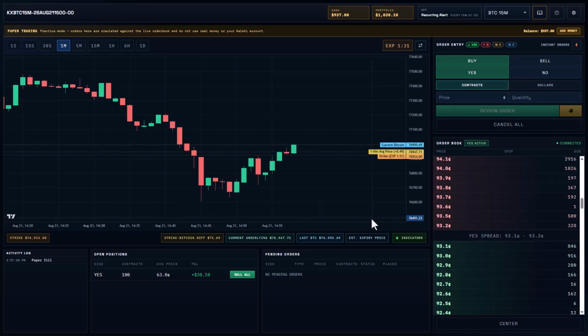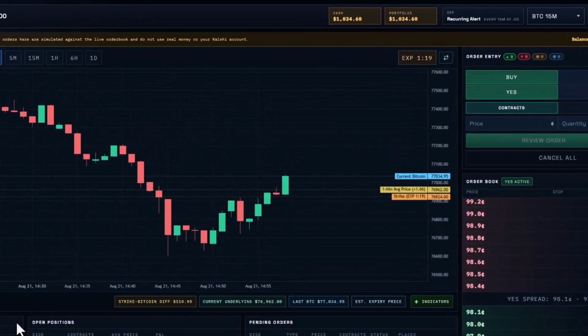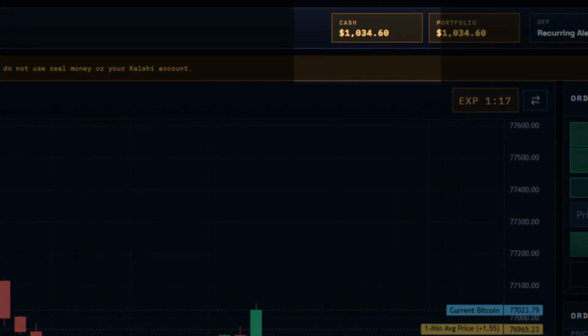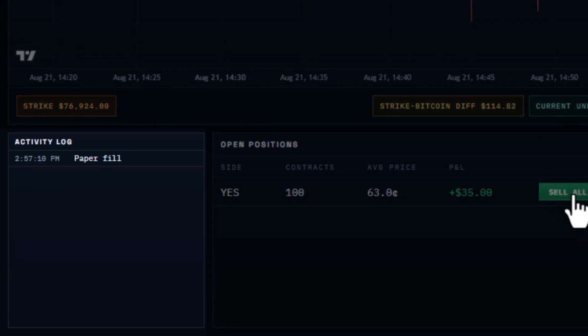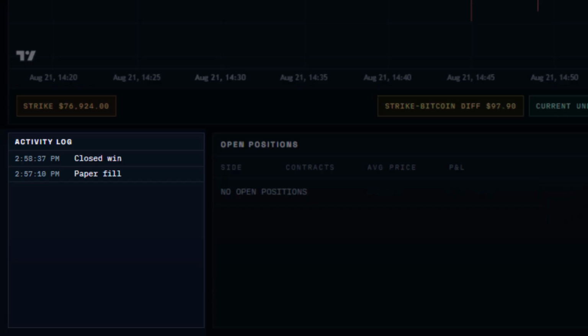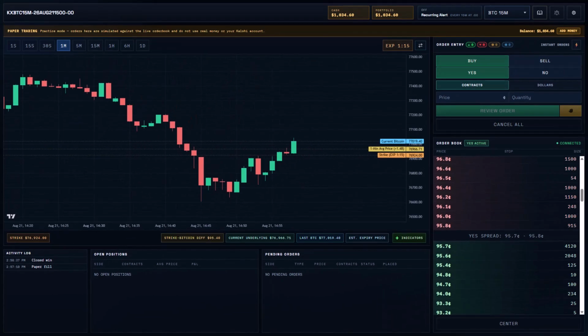The market has now moved up to 97 cents, so we're currently in profit. I'll select Sell All to close the position. Once the order is filled, the position disappears from open positions, and our updated balance is reflected in the cash section at the top of the screen. We can also review the activity log to see when we entered the trade, when we exited, and any other important events that occurred during the session.